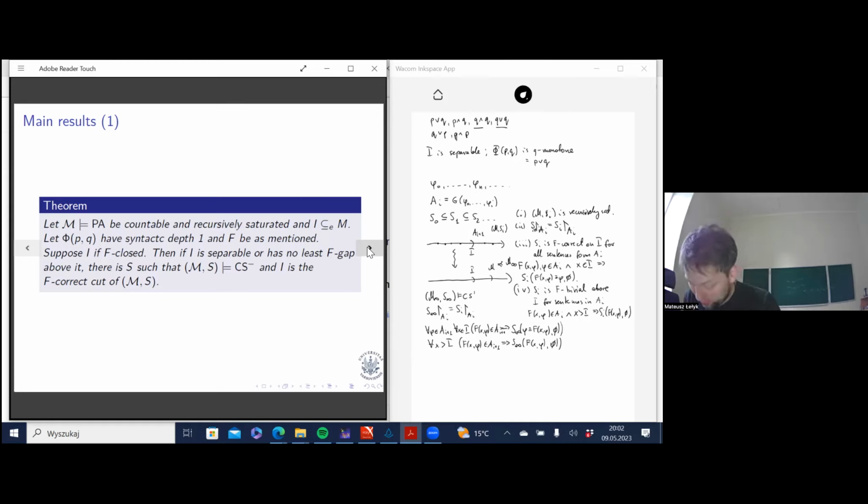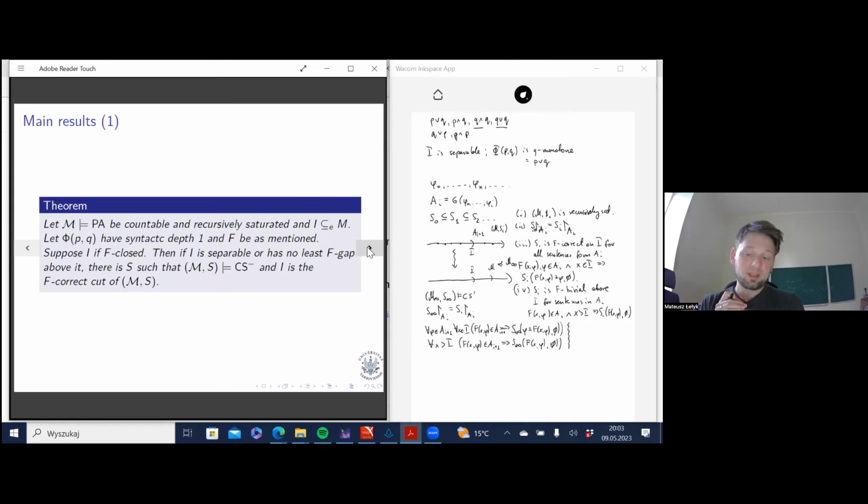However, this is not so straightforward because these two conditions... Okay, so how would we like to use resplendence? We would like to use resplendence by showing that the sentence saying there exists a satisfaction class which agrees with Si on AI and which behaves correctly with respect to sentences in AI plus 1 and this cut I, this is consistent with the model.